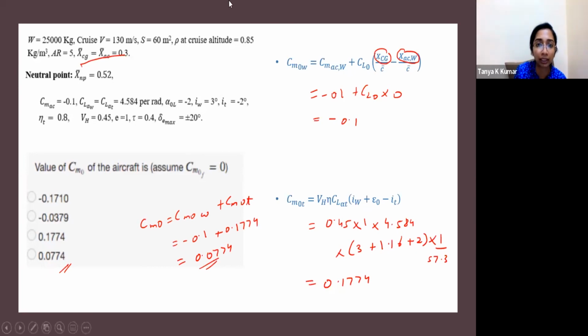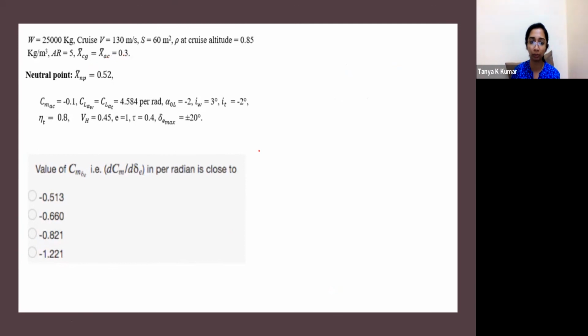Okay, I think it's the previous answer. Let's just continue with the Cm delta E. Cm delta E, what was the equation? Does anyone remember? I put it up in the beginning of the slides. Cm delta E, the negative value.